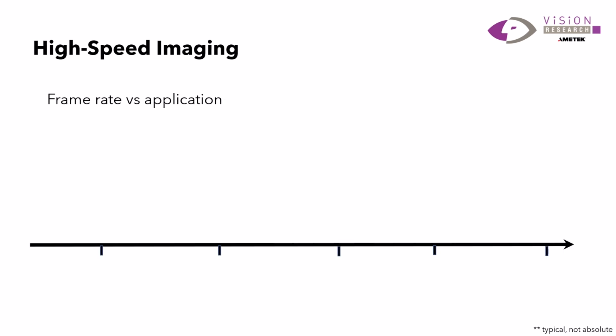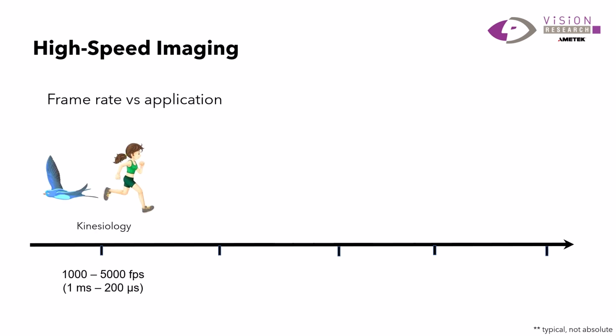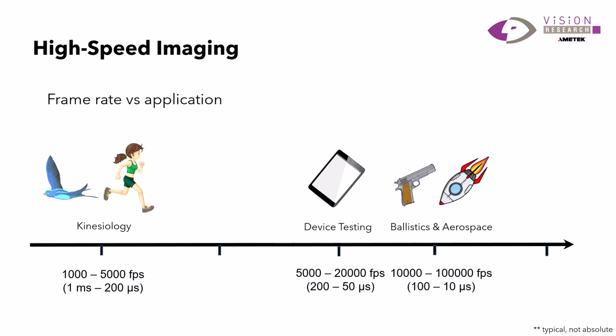So generally, high-speed imaging is wide-ranging. There are a number of applications where high-speed cameras are used. To give you an idea of what frame rates are used in the various industries, just to give you a wide perspective, for looking at animal movement kinesiology, generally we use around 1,000 to 5,000 frames per second. For device drop testing, we'll use between 5,000 and 20,000 frames per second.